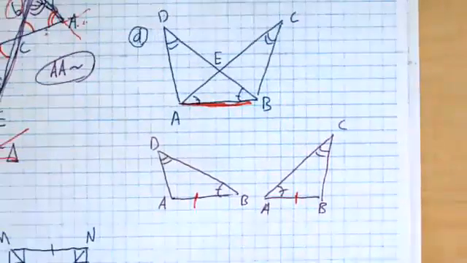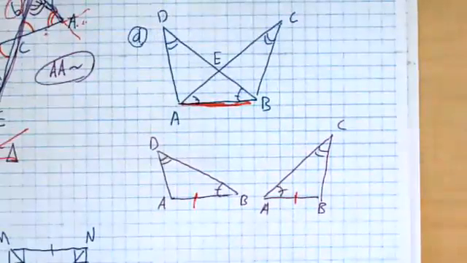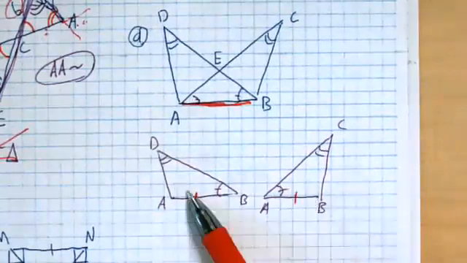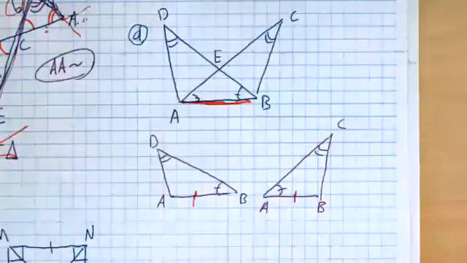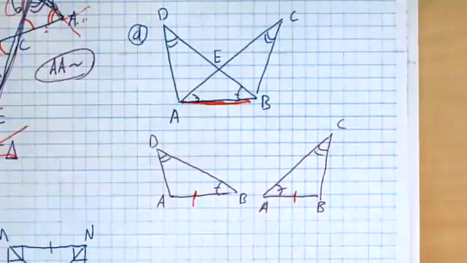Anytime you see overlapping shapes like this, you're going to want to do this. So looking at these two triangles that I've sketched separately, and notice I put the markings in from the original picture. Which would we use? Would we use side angle side, side side side, or angle angle to prove these two things similar?